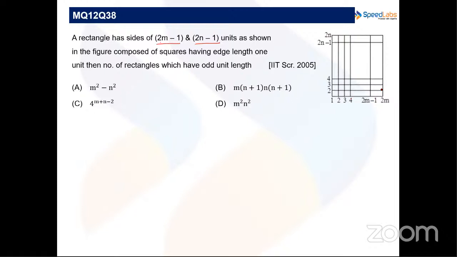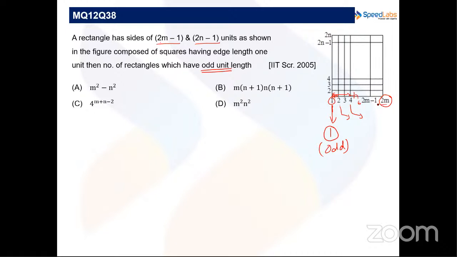So see here, from 1 to 2m. If we have to find the odd unit length, that length can be either 1, or 3, or 5. So if we are selecting the number 1, then this is an odd number. So we have to select the other number which should be an even number: either 2, then unit length will be 1; 4, then the length will be 3; 6, then the length will be 5.